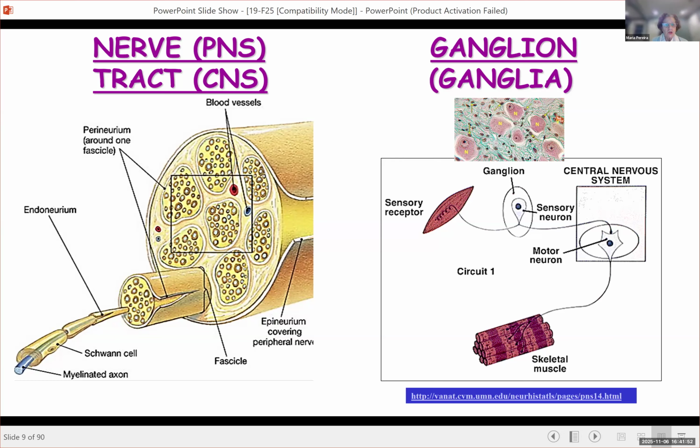So these, when they are located in the central nervous system, they're known as tracts. When they are located in the peripheral nervous system, we call them nerves. So that's the difference between a nerve and a tract.